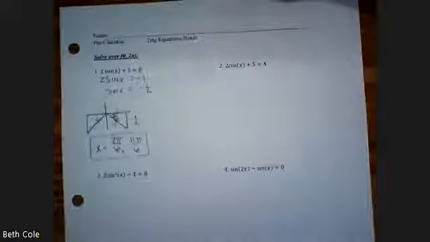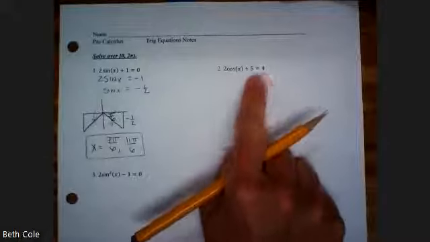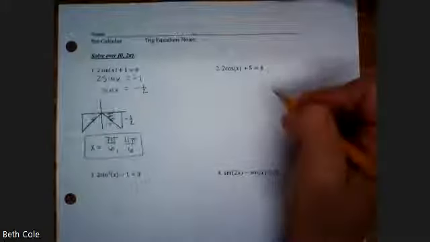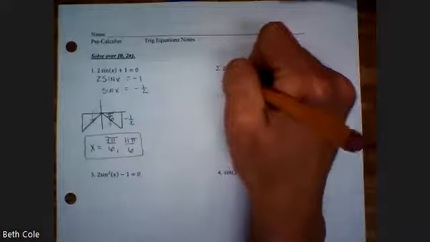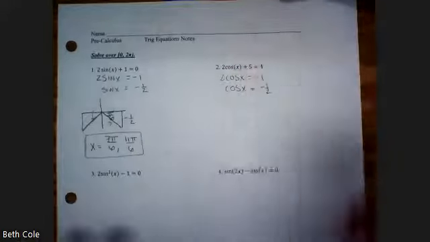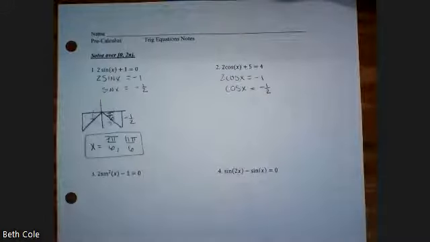Let's try it again. What would you do for this one to start trying to get the x by itself? Yeah. Subtract 5. You get 2 cosine x equals -1. Divide by 2, and you get -1/2. So kind of the same as the first one, but it's going to be different because this one's cosine.